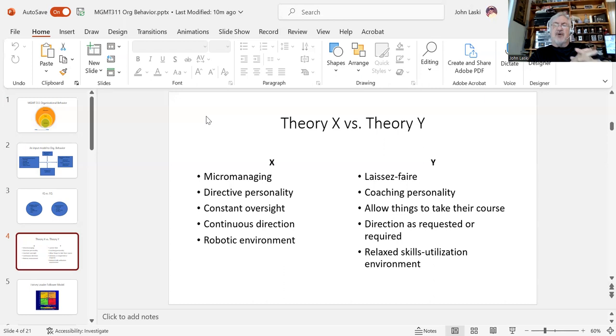So this laissez-faire, Theory Y approach is more of a coaching type personality, don't you think? That will apply direction primarily as requested, but once in a while as required. And it's a very relaxed skills utilization environment.